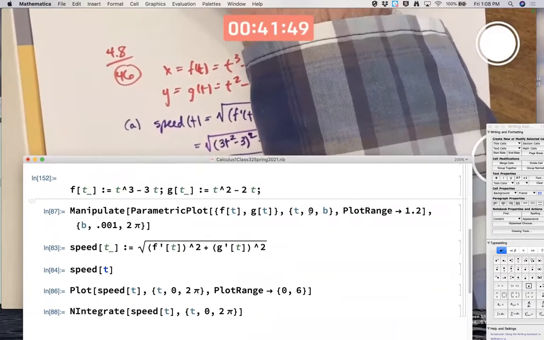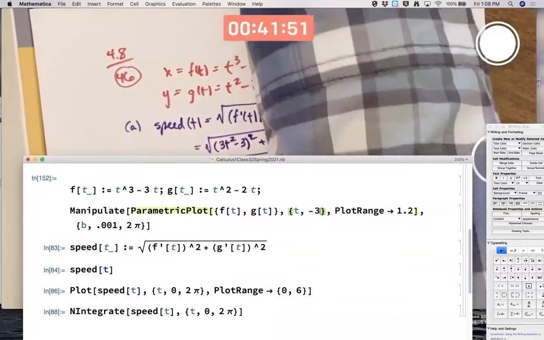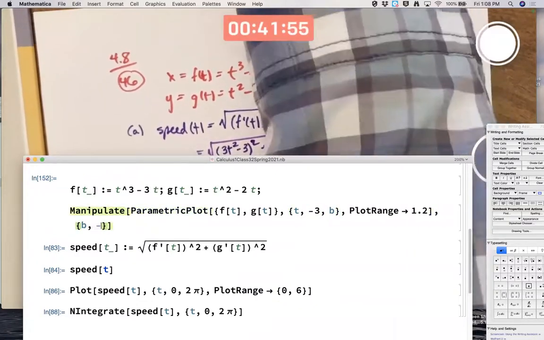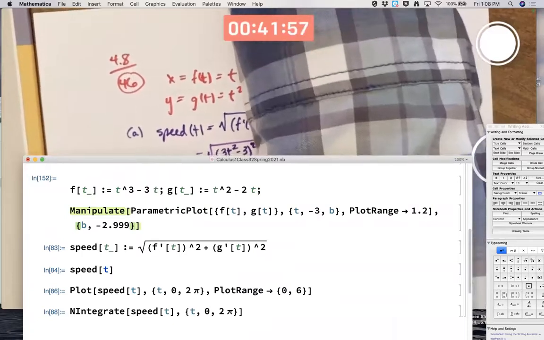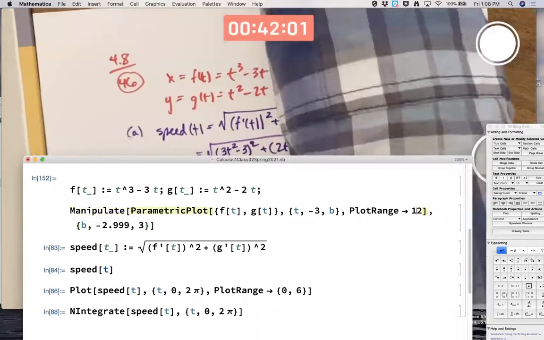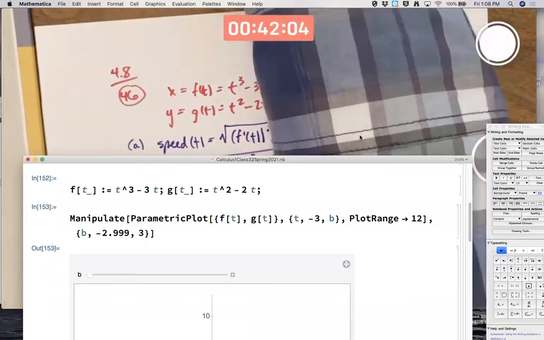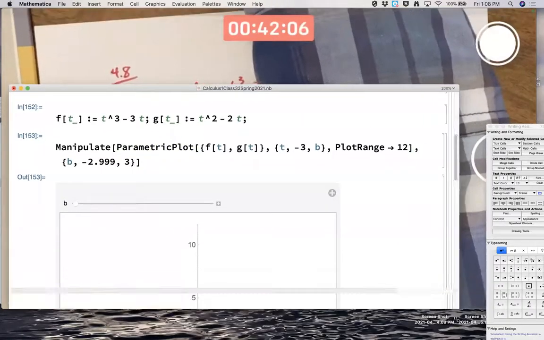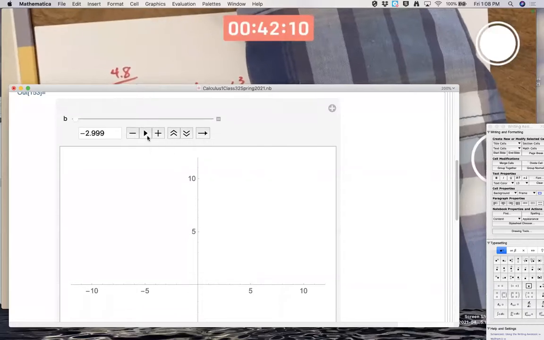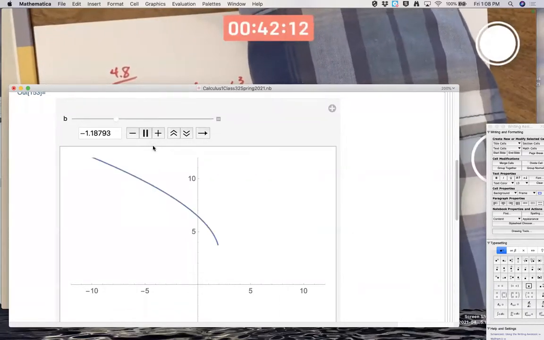Our time interval will go from -3 to b, where b just starts out barely to the right of -3, like -2.999, and goes up to 3. Probably need a bigger plot range. Let's make it 12 here. So we'll see the same kind of motion we saw in the calculator. There it is.